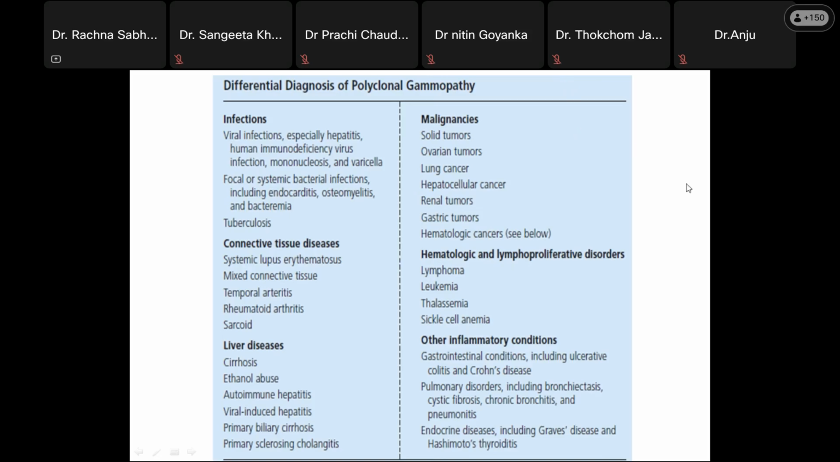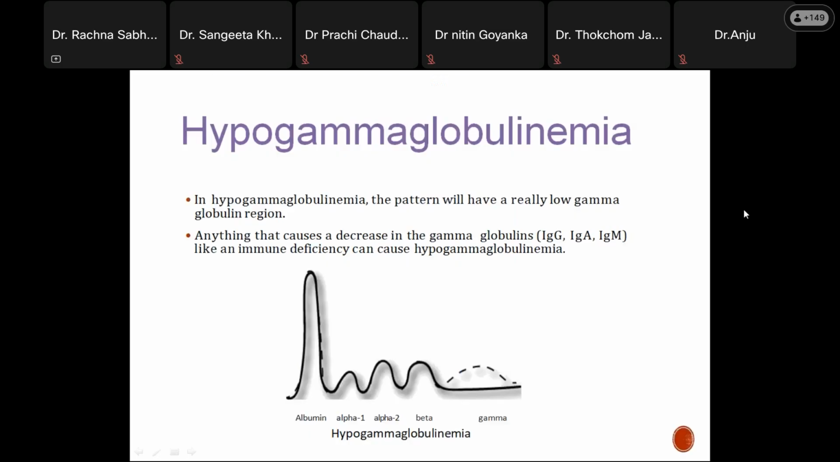Other inflammatory conditions, cystic fibrosis, chronic bronchitis, etc., also lead to polyclonal gammopathies. Now, coming to this condition, hypogammaglobulinemia. We also have to keep in mind this condition.